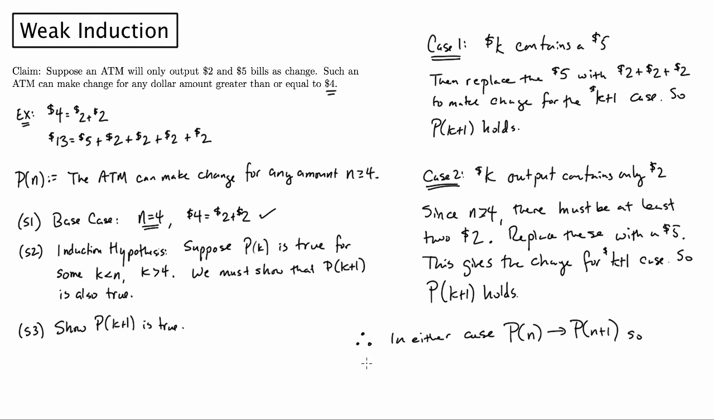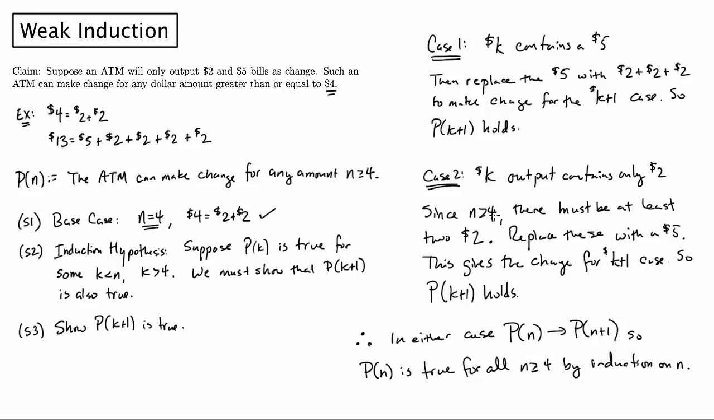So the statement Pn is true for all n greater than or equal to 4 by induction on n. The basic idea here is we established the base case for the smallest amount that we wanted to consider, which was $4. Our induction hypothesis said, okay, suppose that I'm able to make change for any dollar amount up to k dollars. Show that having that knowledge allows me to also find it for k plus 1.